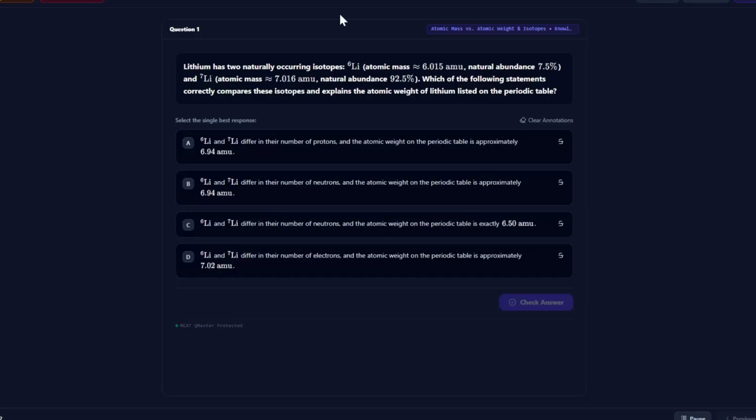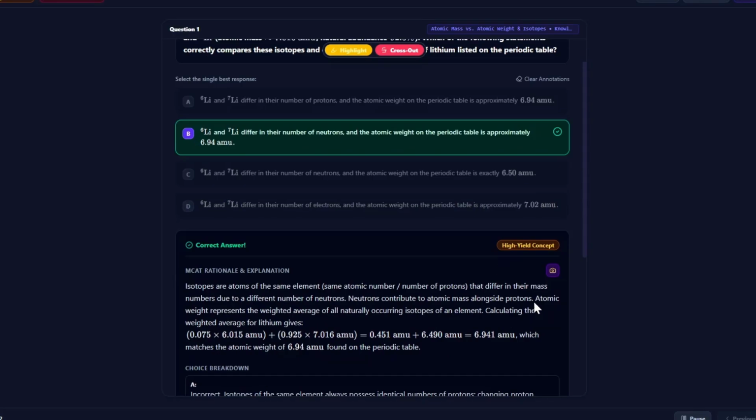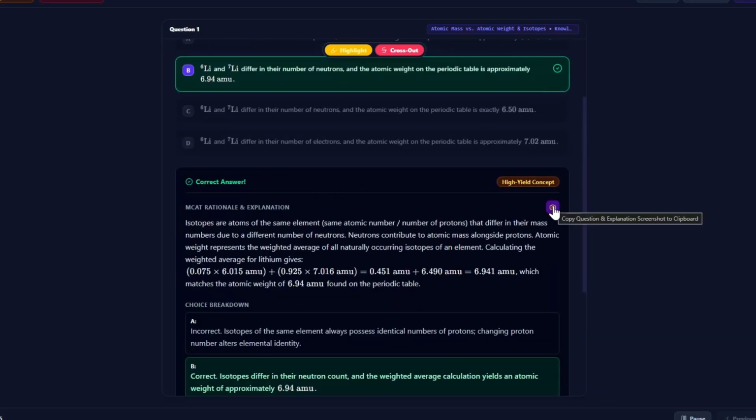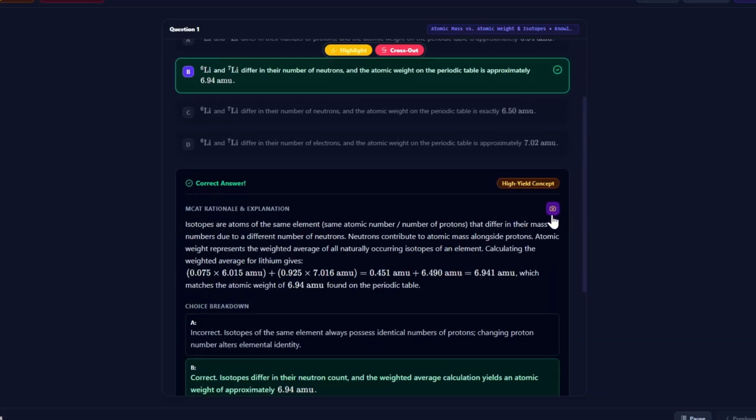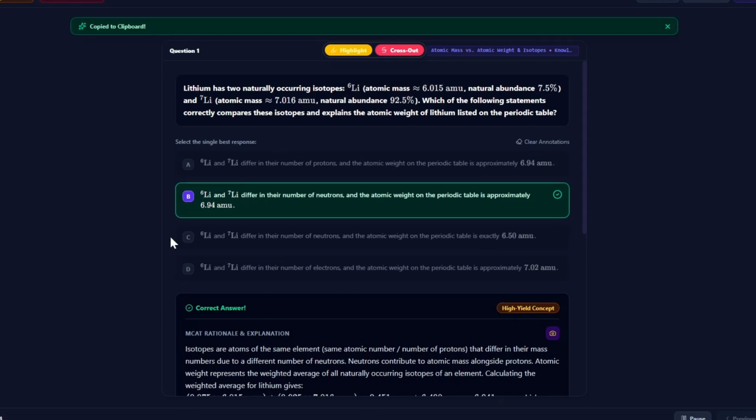So as you can see, you get your practice questions here nicely. You can strike through what you don't think is correct, and you can choose the correct answer based on what you think is correct. You can also screenshot so that you can copy and paste the entire thing onto a review board that you need.